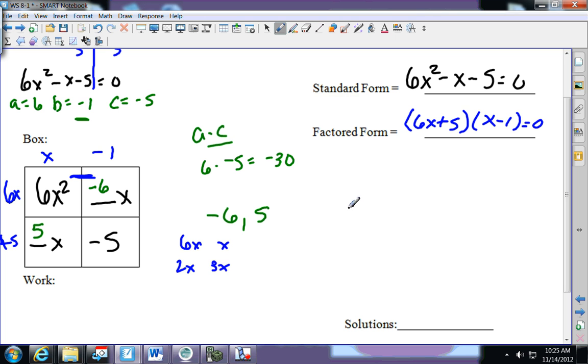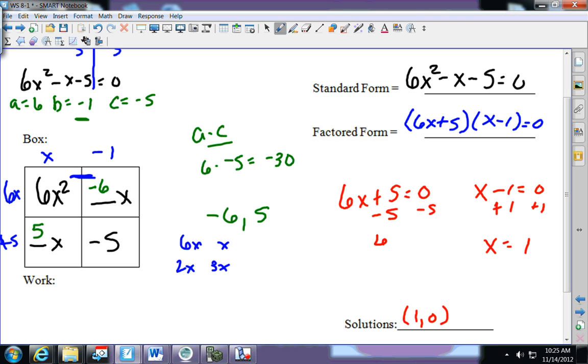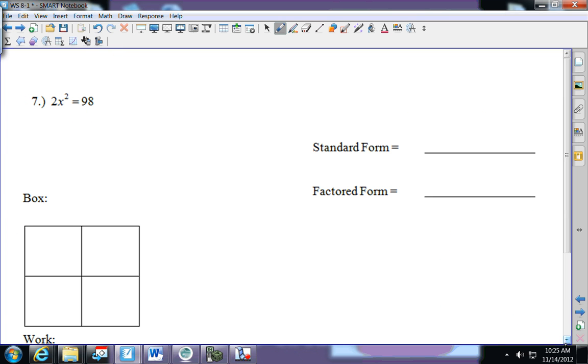To find your roots, 6x plus 5 equals 0, and x minus 1 equals 0. This one's easy. Add 1 to each side. X equals 1. So one of the solutions is 1, 0. This one, minus 5 to each side. 6x equals negative 5. Divide by 6. X equals negative 5/6. Here's the last one for this video. Pause the video and then come back and see how you did.